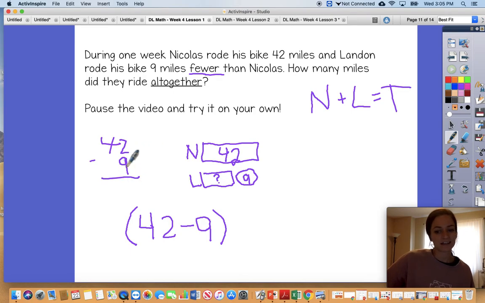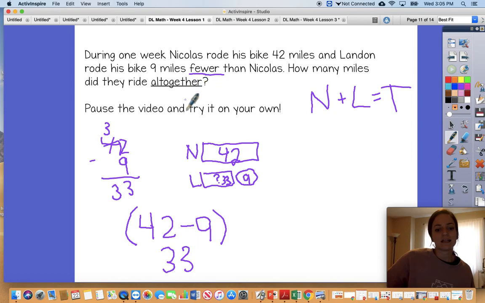Okay, 2 minus 9, can't do it, need to go borrow. 3 tens, give myself a 10 over here. 12 minus 9 is 3. And 3 tens minus no other tens is 3 tens still. So Landon rode 33 miles, and I could write that right here.